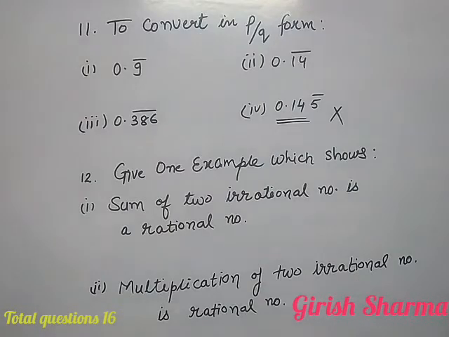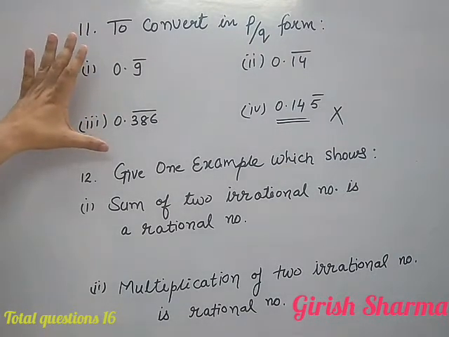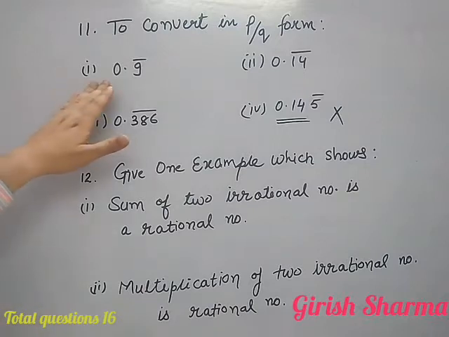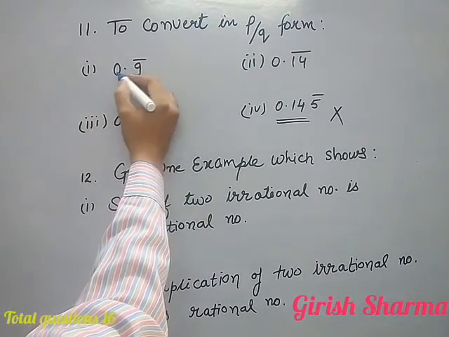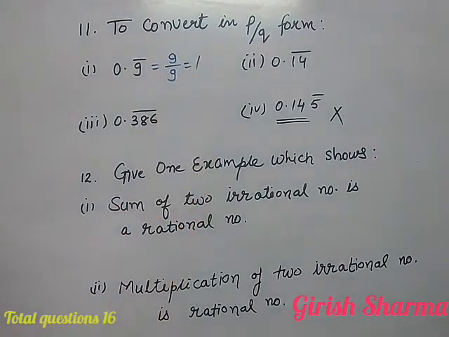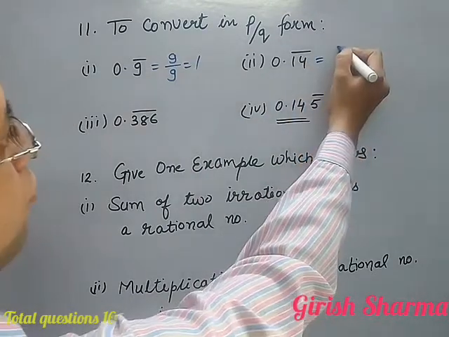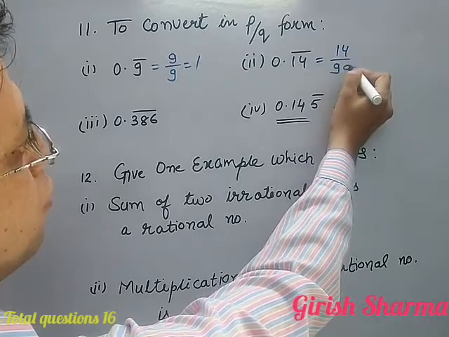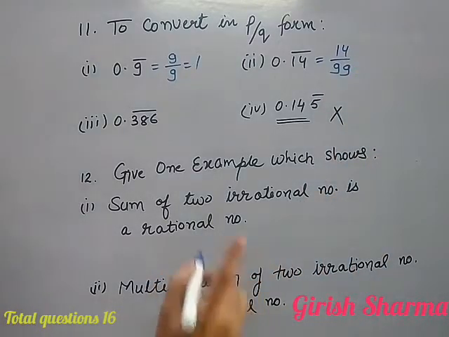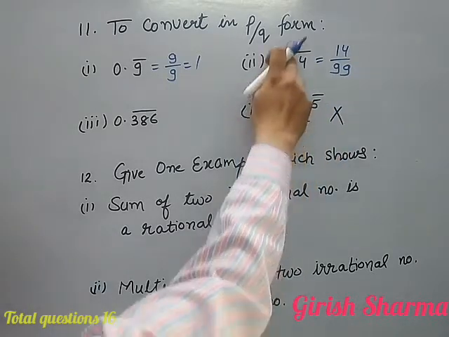Come on, question number 11. To convert in P upon Q form, see here, one standard method is very common. Whenever you are given 0 point something with a bar, at that time what to do? You can do it directly. Like 0.9 bar, you can write 9 upon 9, that is equal to 1. 0.14 with a bar on both, at that time, 14 upon 99. The condition is that it starts from 0, then the decimal, then just after the decimal the bar is there, then you can write.